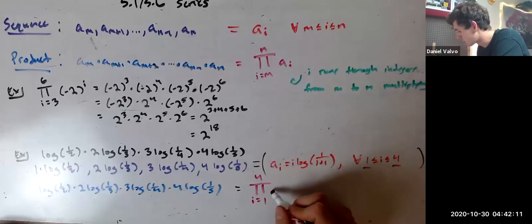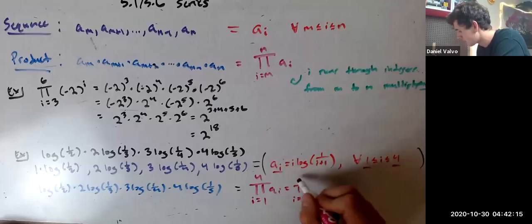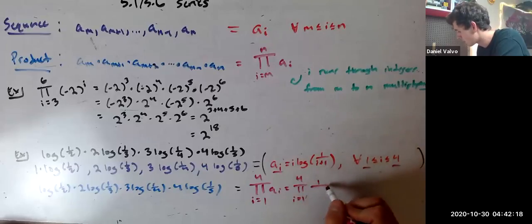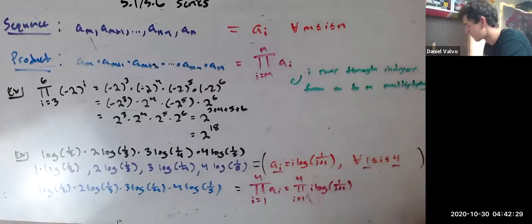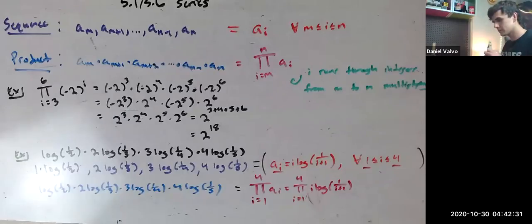And at each step, I want to multiply the a_i-th term, which of course is, as you said, i times log of 1 over i plus 1. Any questions on that? Good, I hope that makes sense then.